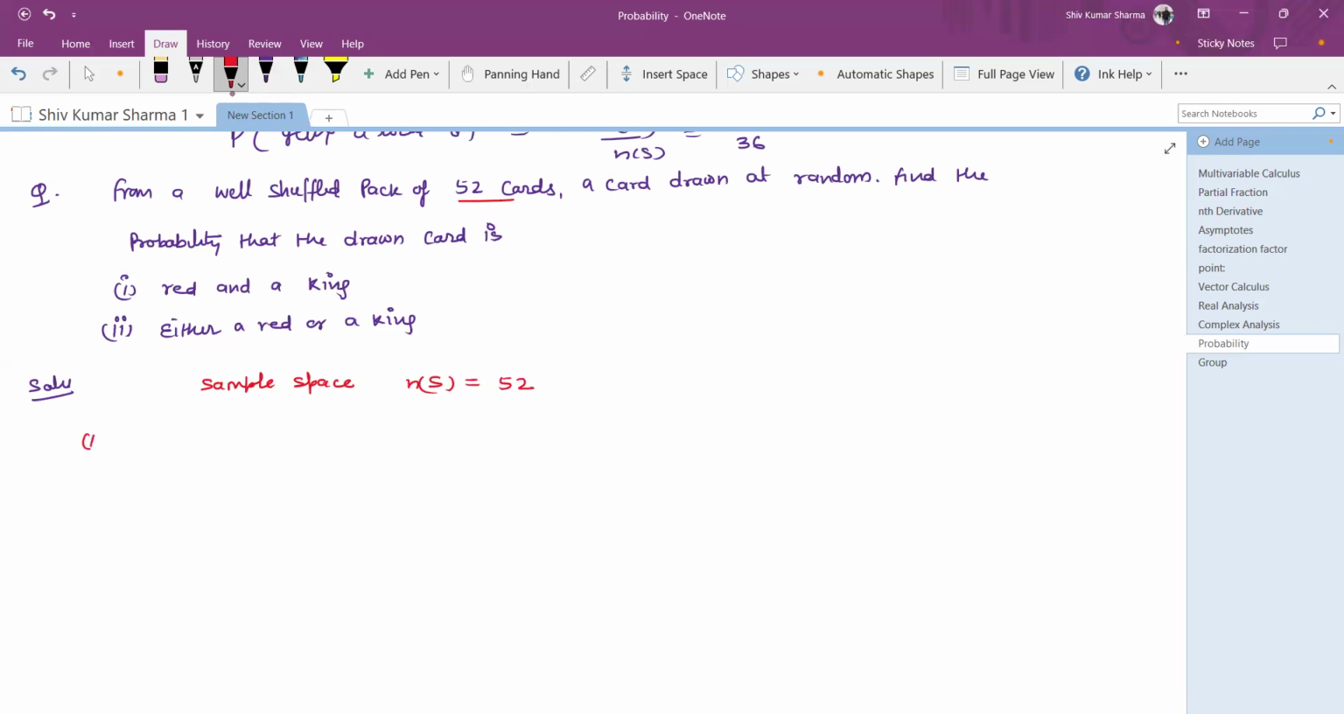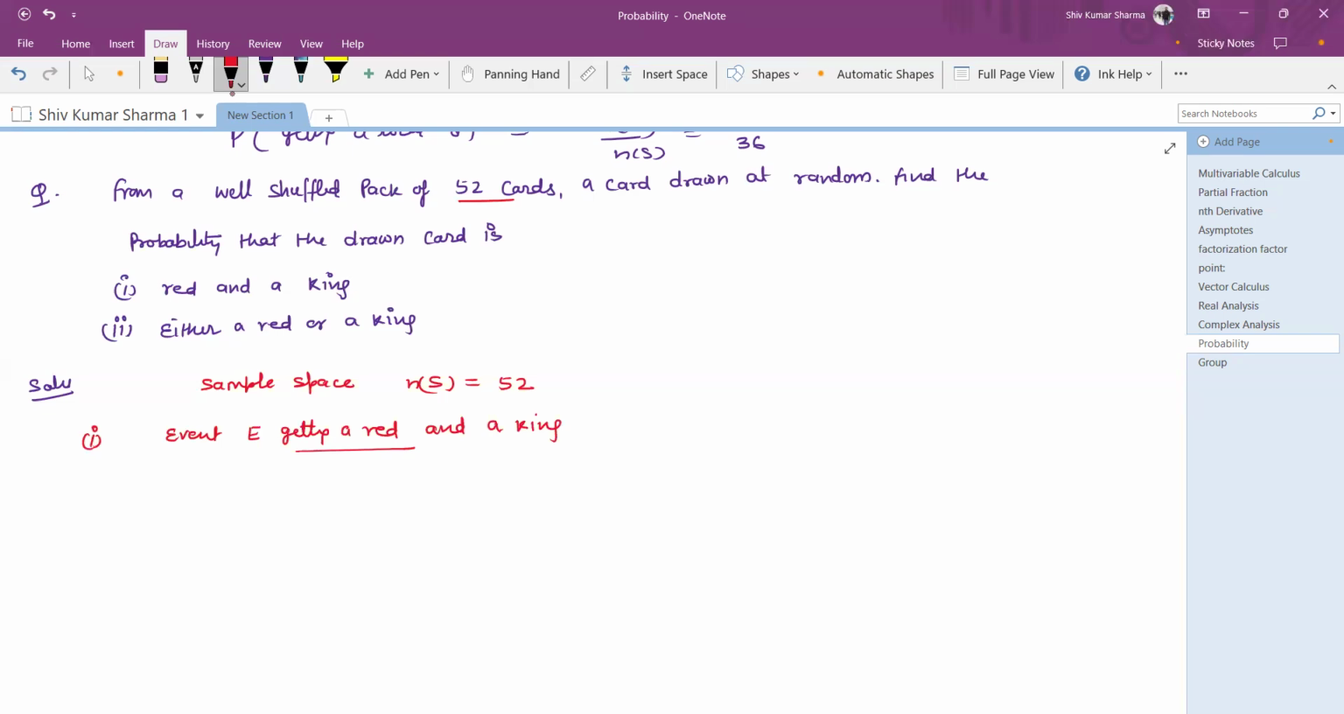Now for the first part, a red and a king. Event E is getting a red and a king. The total red cards in 52 cards is 26, and there are 4 kings. But the condition is that the card is red as well as a king. So in 26 red cards, there are only 2 kings.